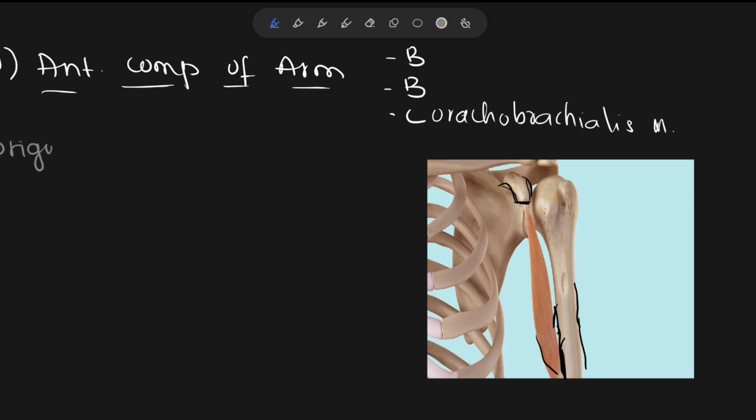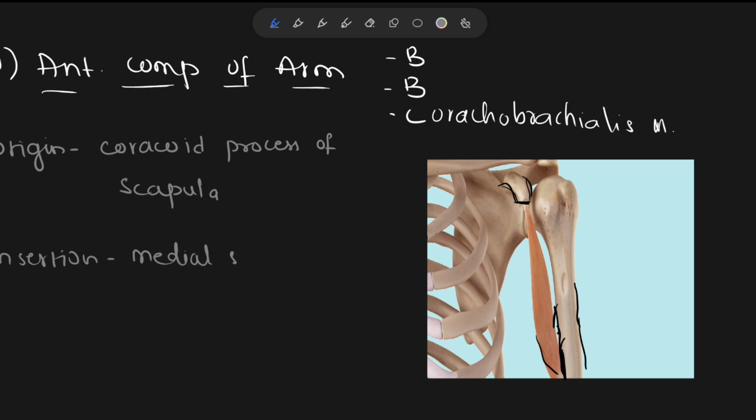Origin is coracoid process of scapula. What will be the insertion? Insertion will be the medial side of shaft of humerus. This is the first muscle of the arm.